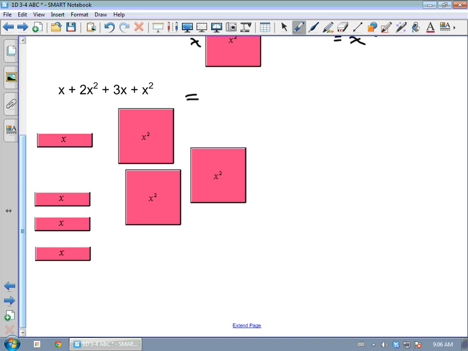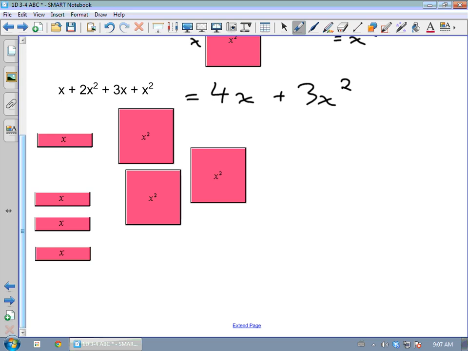What do you think these things are going to add up to if we add all of them together? Well, how many x's do we have here, Abby? 4 x's. How many x squareds do we have, Felicity? 3. So we've got 4 x's and 3x squareds.